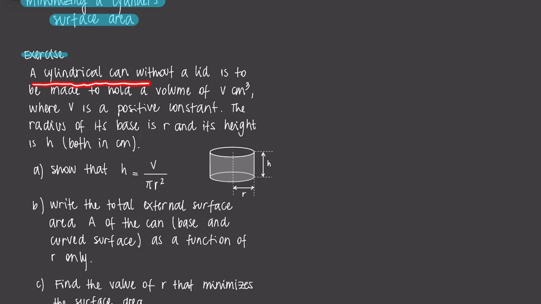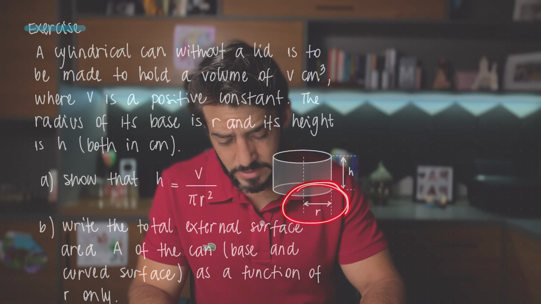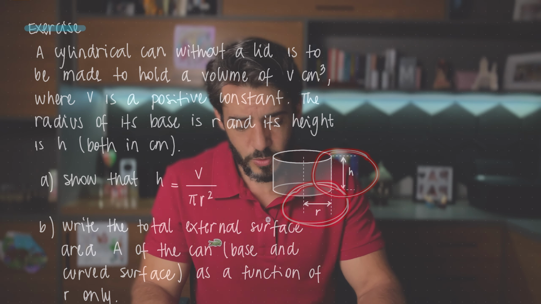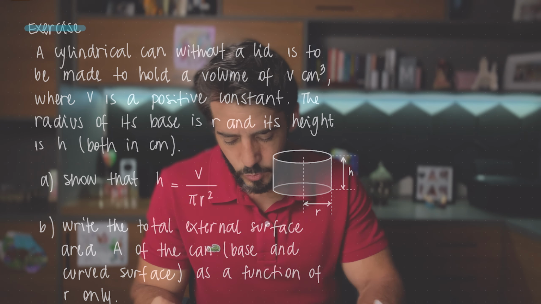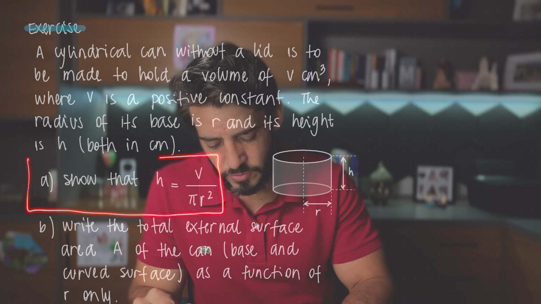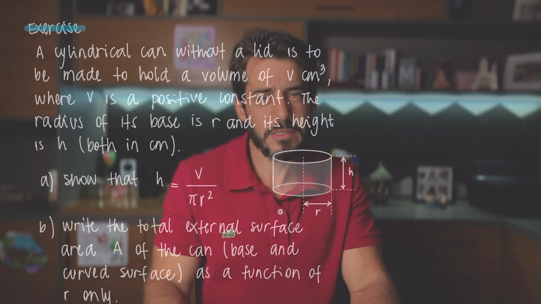We have a cylindrical can without a lid, which is to be made to hold a volume of V centimeters cubed. Now, do notice that despite the fact that we don't have a number associated to it, V, capital V, is a constant. The radius of the base is r and the height is h, as shown in the diagram right here. First of all, we're going to show that h is equal to V over pi r squared. Now, this is a simple exercise, one that if it was found in an IB exam, would be worth something like 1 or at most 2 marks, probably 1 mark only.